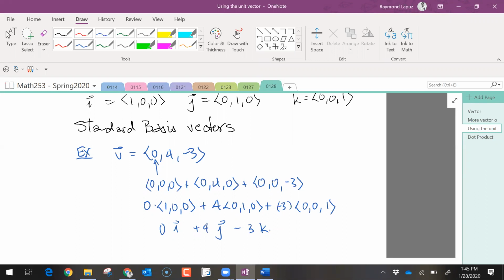They're scalars that scale the i, j, k to get you to the point that you want to be to make your vector.